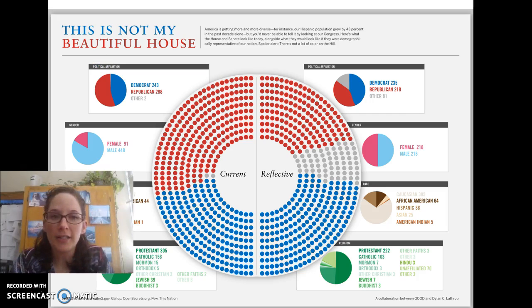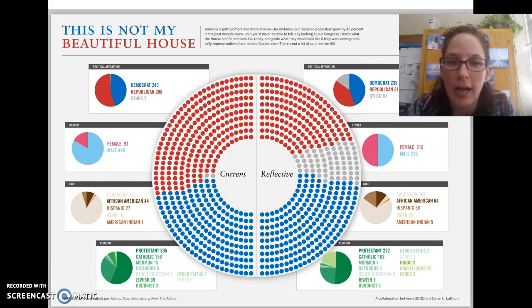If you want to pause here, I just wanted to show you, we call the chamber the most representative chamber. But what you can see is the current Congress split between Republican and Democrat. In reality, if we took our population and looked at its breakdown, there's a lot of folks that are independent. I don't really have that representation in Congress.